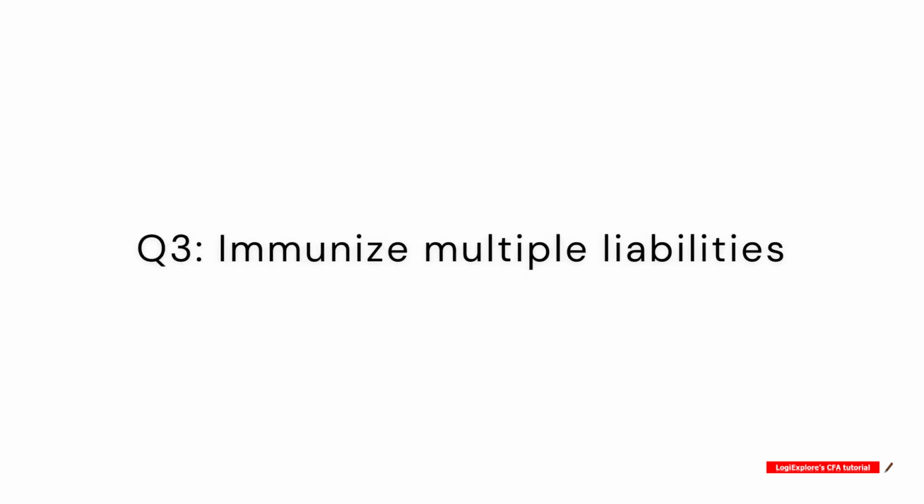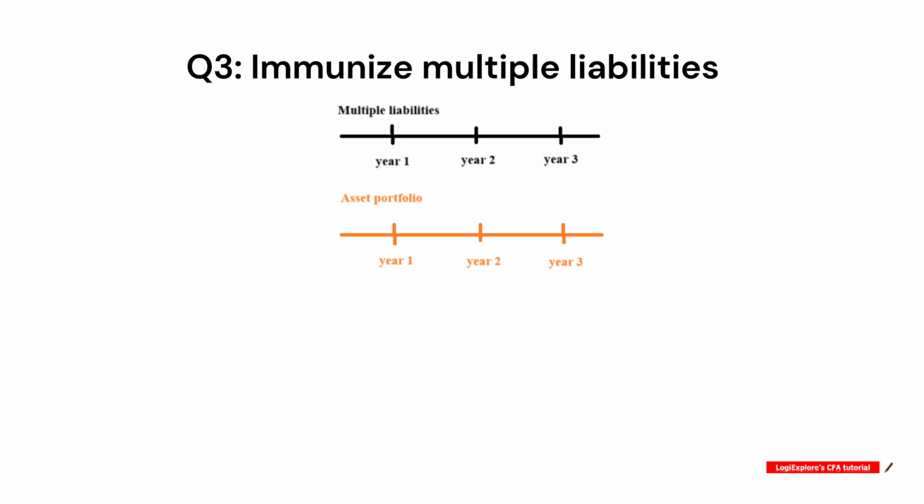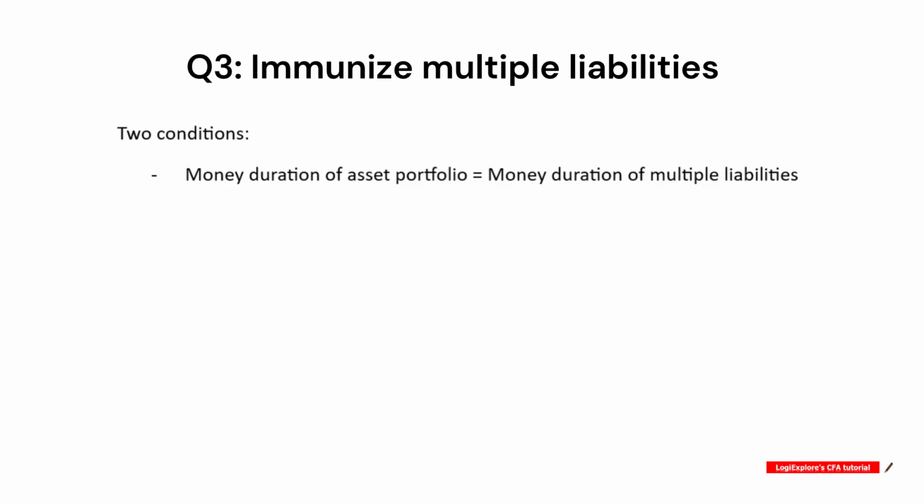Question 3. How to immunize the interest rate risk of multiple liabilities? When there are multiple liabilities, an asset portfolio needs to satisfy 2 conditions in order to immunize the interest rate risk and provide enough cash for liability payment. Condition 1. Money duration of the asset portfolio matches the money duration of the liabilities.